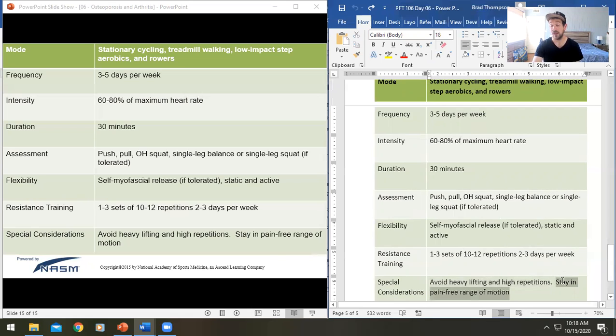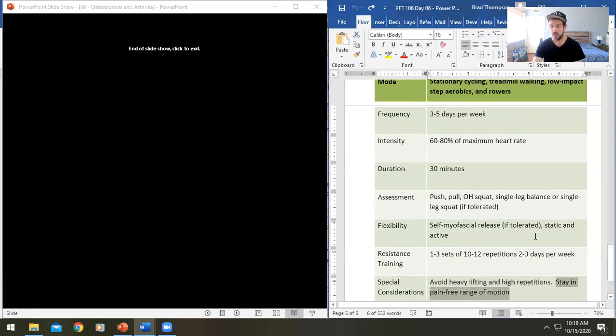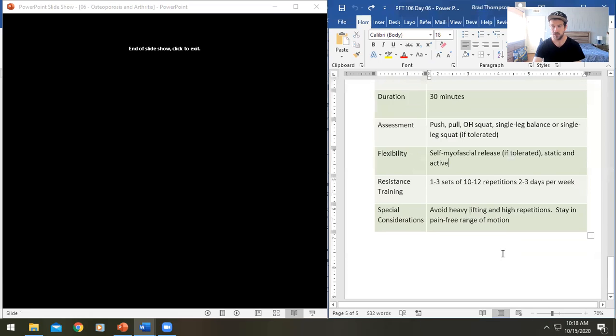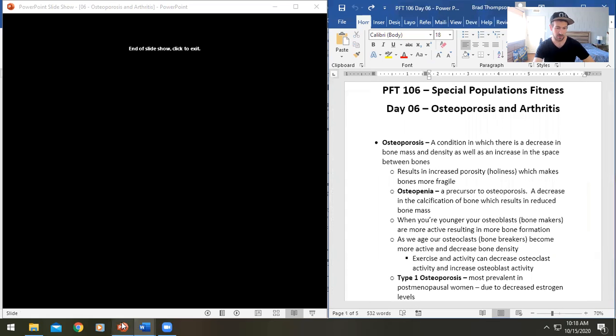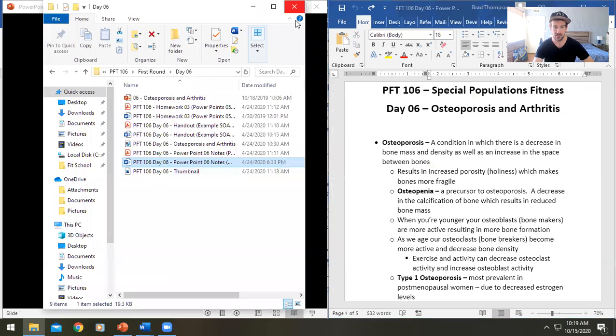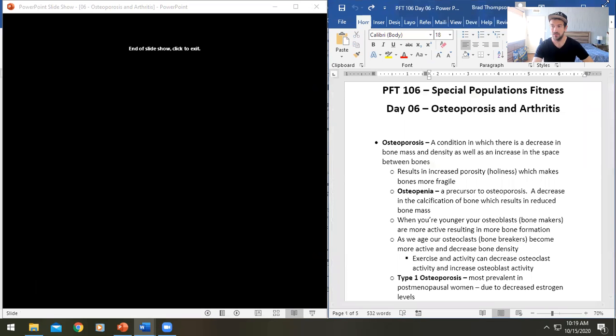And then stay in that pain-free range of motion. You want them to get to straight joints, but you don't want them to lock their joints out, right? That's a big deal. And that is osteoporosis and arthritis. We had a good bit of discussion today. Do you guys have any questions? No? All right, I do want to show you a quick SOAP note.